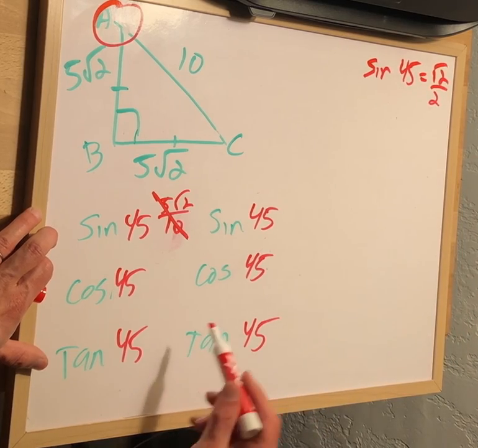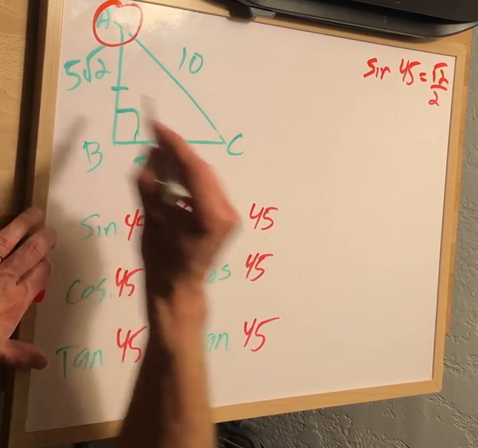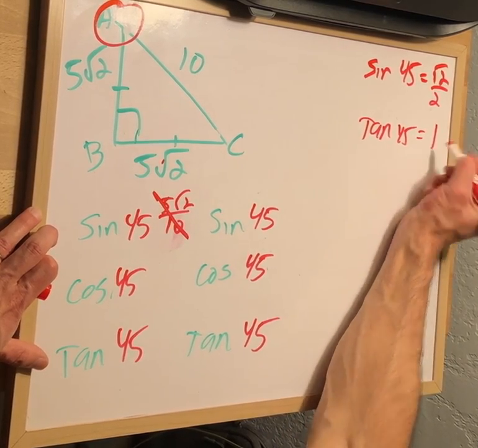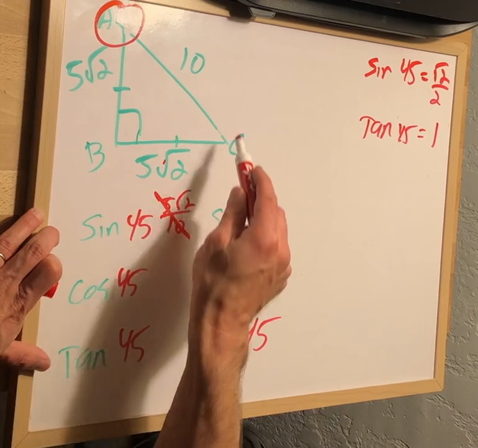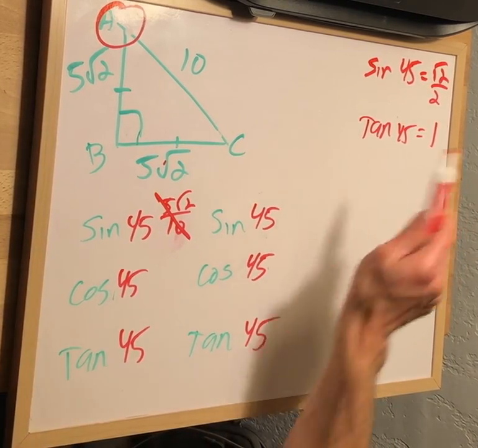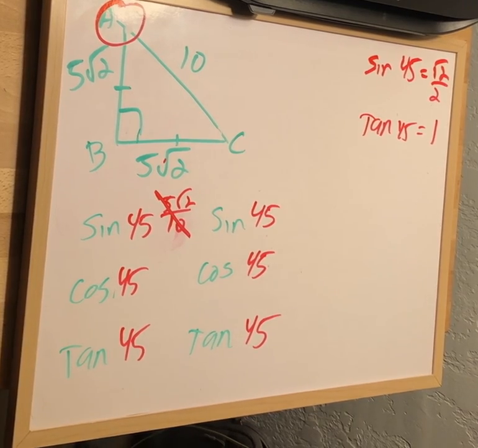And then tangent. Opposite over adjacent. 5 root 2 over 5 root 2 is equal to 1. What's tangent of this angle? Opposite over adjacent equals 1. You're always going to get these two as answers, no matter what the triangles look like. I'll show you.